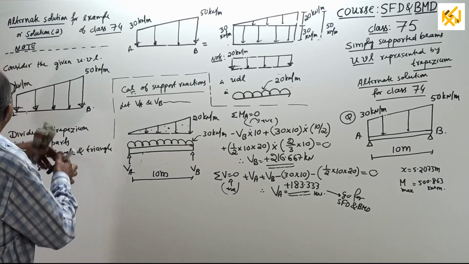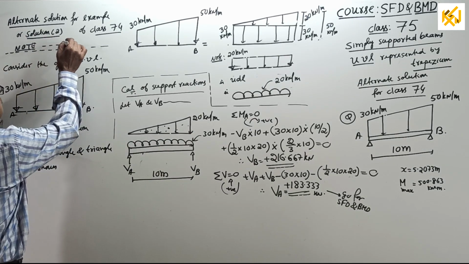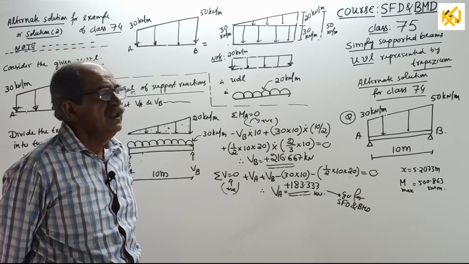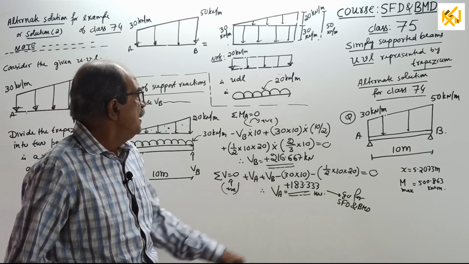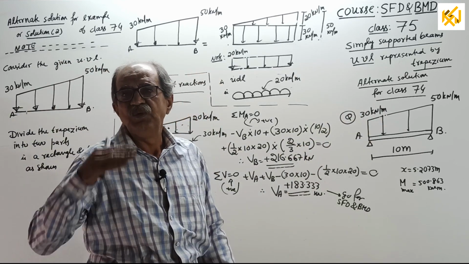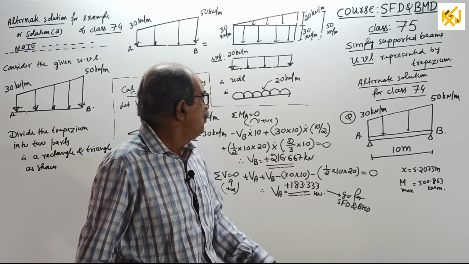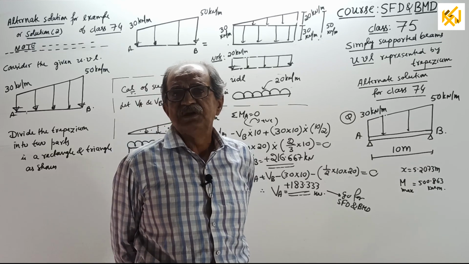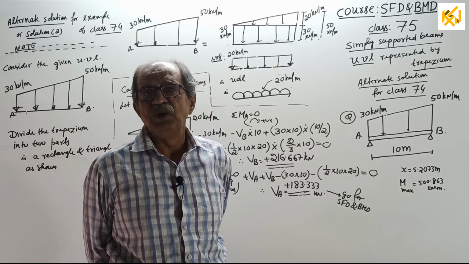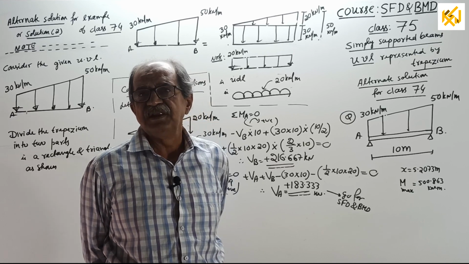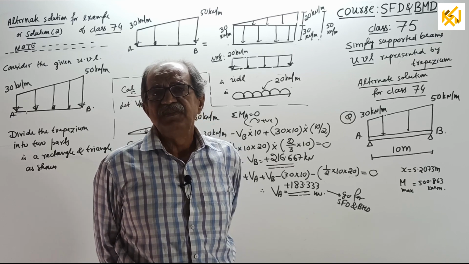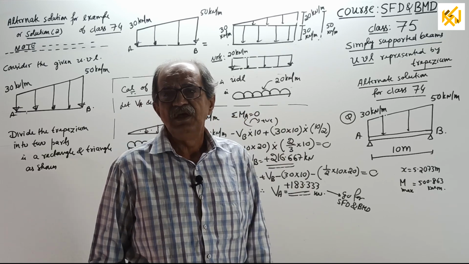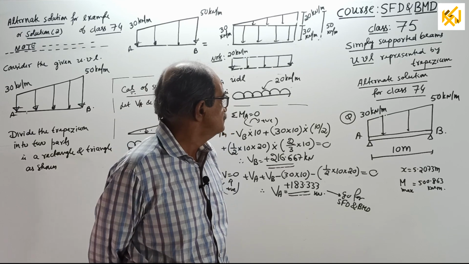Note, you have to write: given loading is UVL represented by a trapezium. Left side minimum, right side maximum. Variation is linear. Remember, since it is UVL, I will not tell again and again now. Shearing force variation will be parabolic of second degree and BM variation is parabolic of third degree. This I will not keep on telling every time. Already told earlier, so you have to make a note. Each and every class I cannot tell those things.